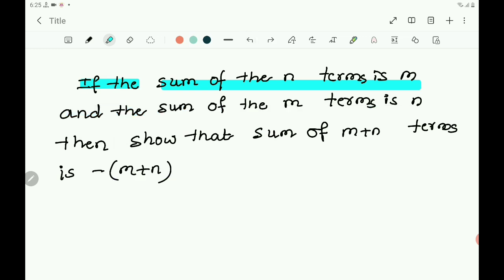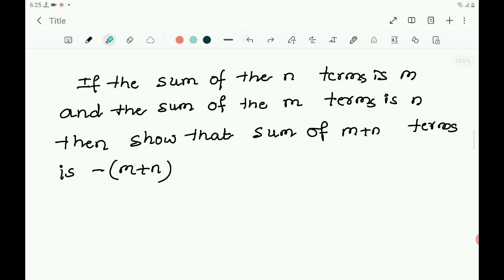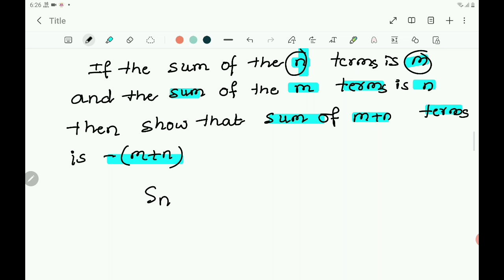Here what is given? Given that the sum of n terms is m, and the sum of m terms is n. And what we have to show? We have to show that the sum of m plus n terms is minus of m plus n. We know the formula for the sum of n terms of AP. Now let us write it. Sn is equal to m and Sm is equal to n.